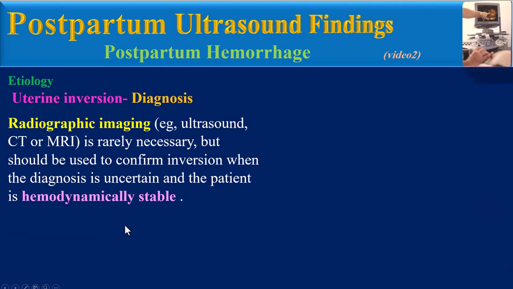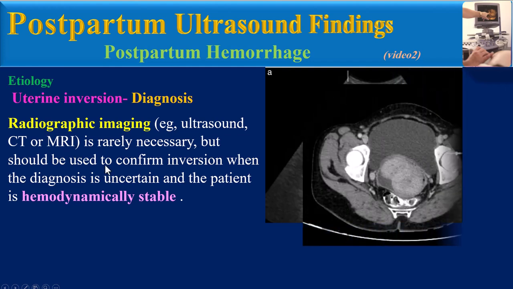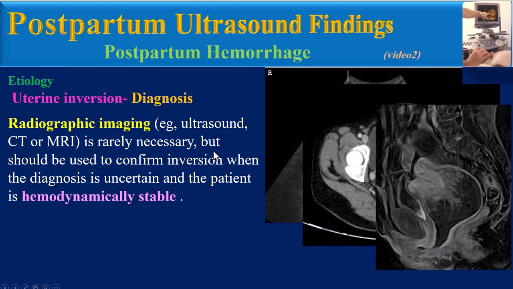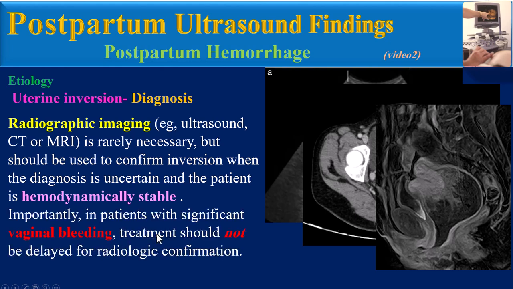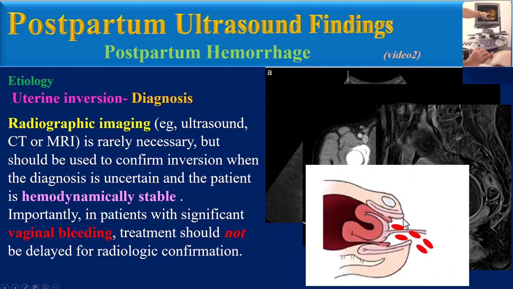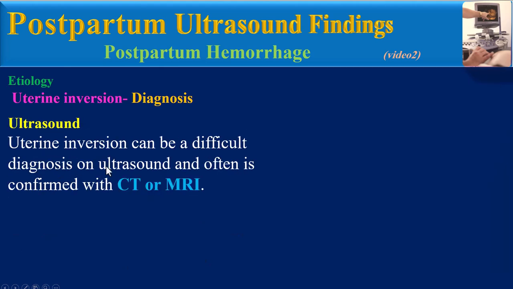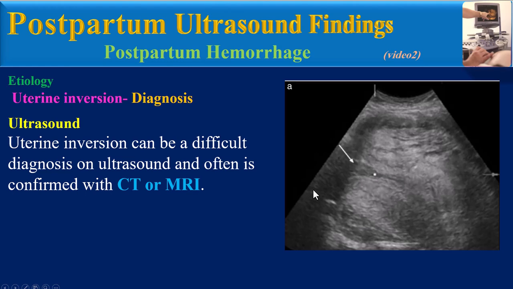Radiographic imaging, for example ultrasound, CT or MRI, is rarely necessary but should be used to confirm inversion when the diagnosis is uncertain and the patient is hemodynamically stable. Importantly, in patients with significant vaginal bleeding, treatment should not be delayed for radiologic confirmation. Uterine inversion can be a difficult diagnosis on ultrasound and often is confirmed with CT or MRI.